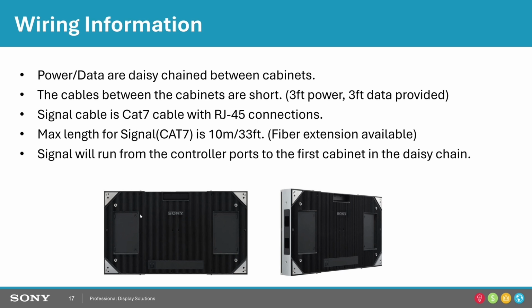Short jumper cables provided by Sony go between the cabinets, both on power and on the LAN connection. As Chris mentioned before, the signal cable, the Cat7, or the home runs, as he mentioned, with the bundle kits, those are provided by Sony. If it's a custom install, then the integrator would have to provide those. As Chris mentioned before too, the Cat7s are 10 meter lengths. Also, you can use Cat7 or better.